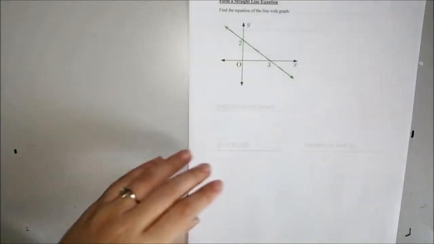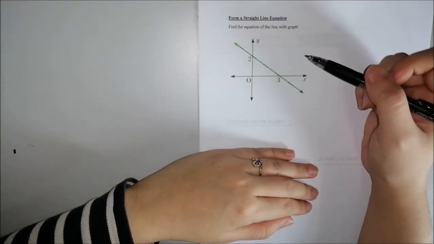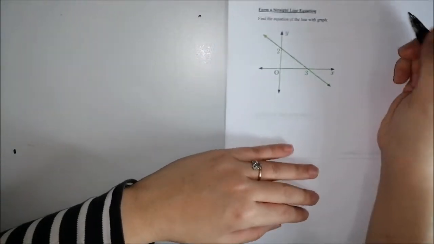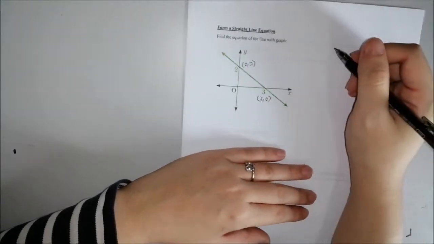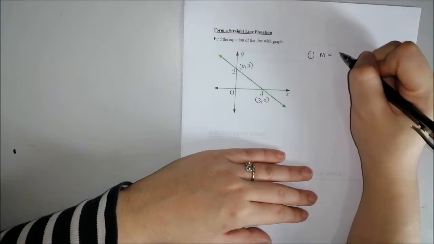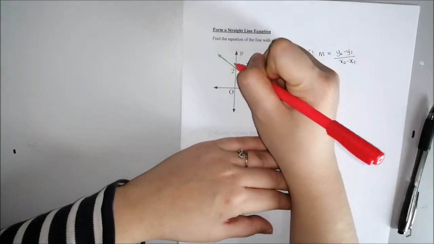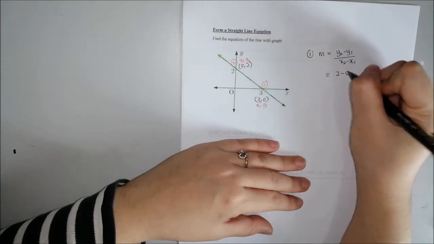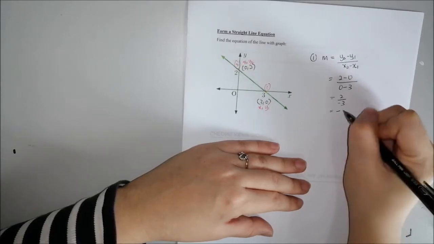Okay, so let's do the exercise. For example, this one. Form a straight line equation. Find the equation of the line with the graph. So they give you already the coordinates of 2 points. So this 3 actually is 3, 0. This 2 actually is 0, 2. Okay, so first step, need to find m. Since they give 2 coordinates, we just use the formula y2 minus y1 over x2 minus x1. So this is point 1, this is point 2. So this is x1, y1, x2, y2. So just substitute, y2 is 2 minus 0, x2 is 0, x1 is 3. So 2 minus 0 is 2, 0 minus 3 is negative 3.